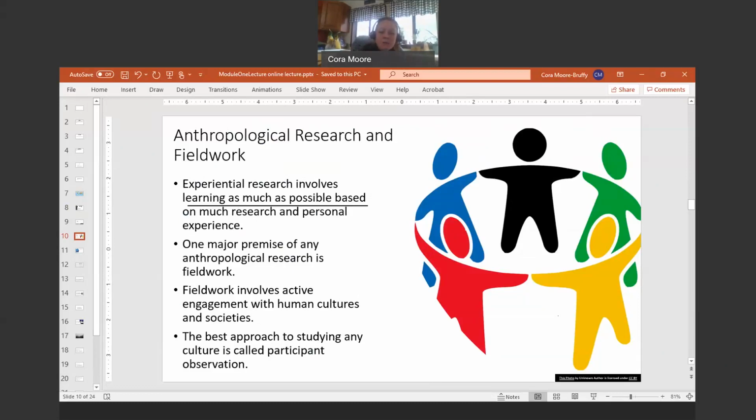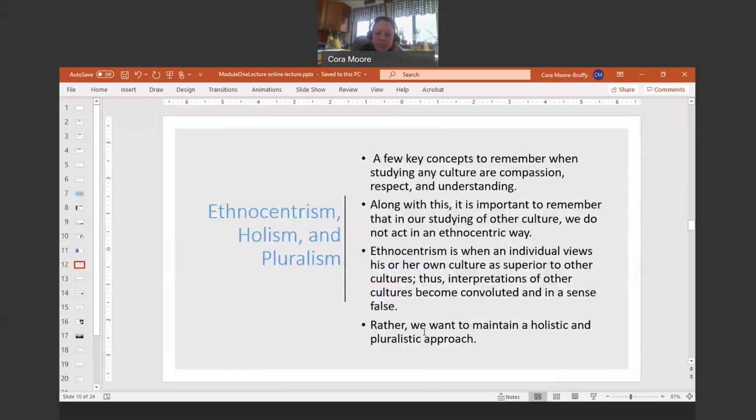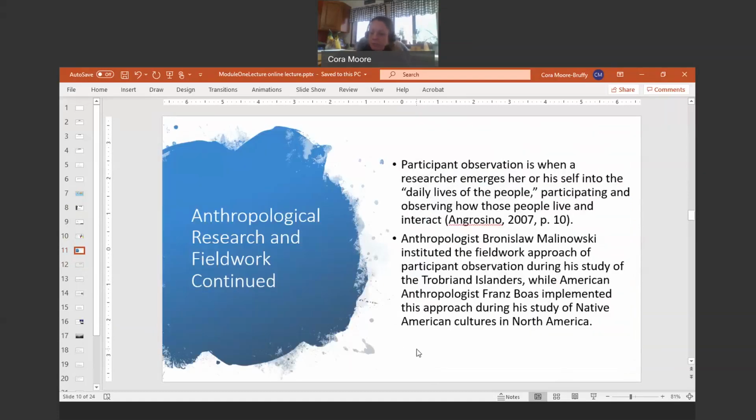And so this idea of experiential learning, and truly immersing and engaging ourselves in the culture that we are studying, is called participant observation. And as I've already mentioned, the first person to come up with that is anthropologist Bronislaw Malinowski, and he studied the people in the Trobriand Islands. Here in America, Franz Boas was kind of the first guy to do that. So it's like Malinowski started it, and then Boas came here to America and worked with a bunch of different Native American cultures.